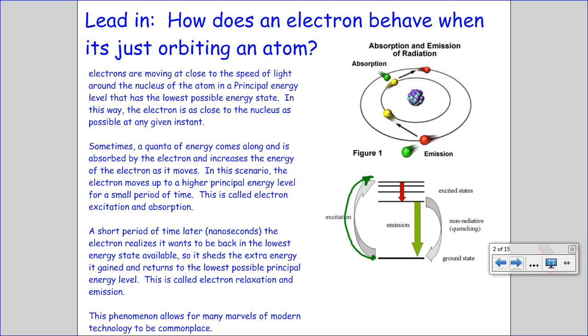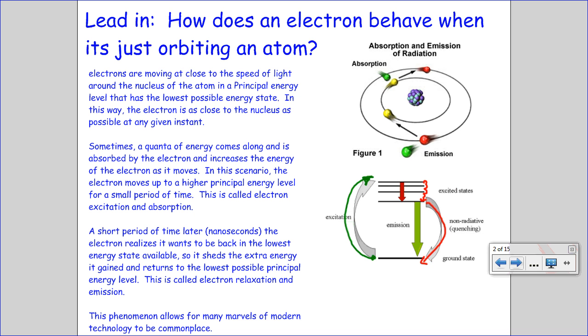So a short period of time later, after that electron jumped up to the excited state, nanoseconds really, the electron realizes, hey, I can get rid of some energy. I can slow back down and get closer to the nucleus again. So it does that. It sheds that extra energy. You can see here it might transfer between a few different excited states before it does the big emission and drops back down to the ground state. This is called electron relaxation or emission.